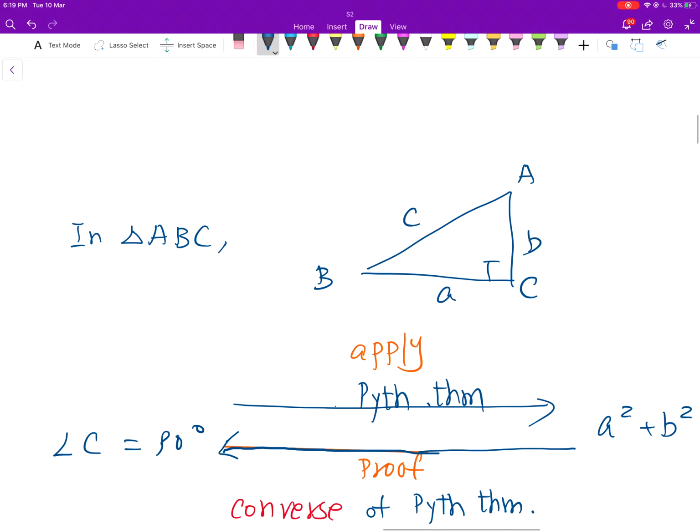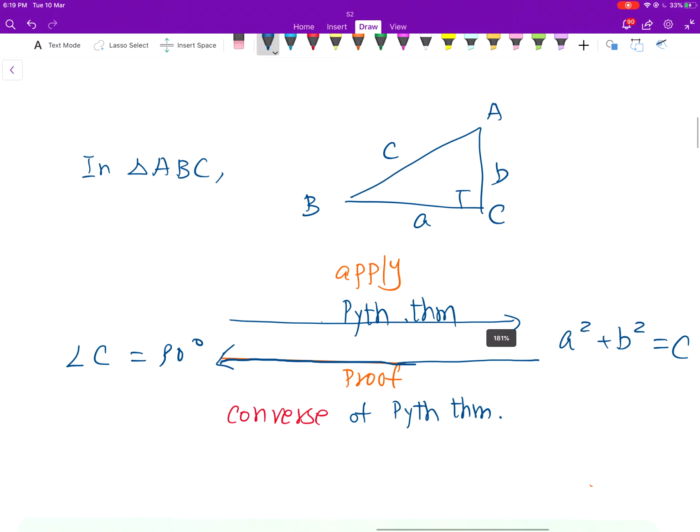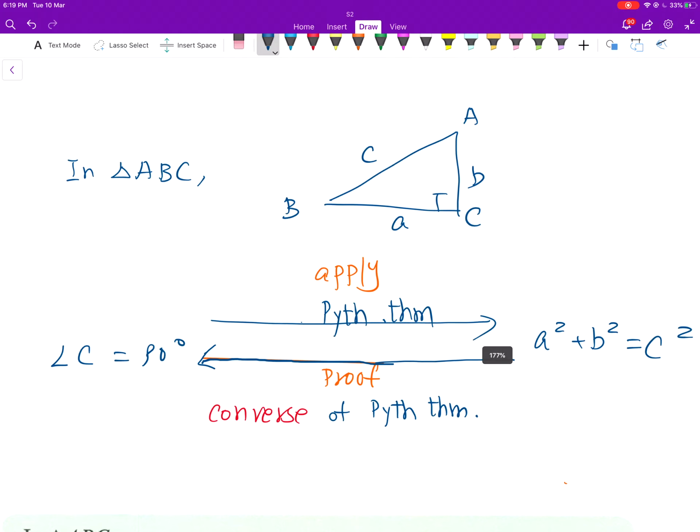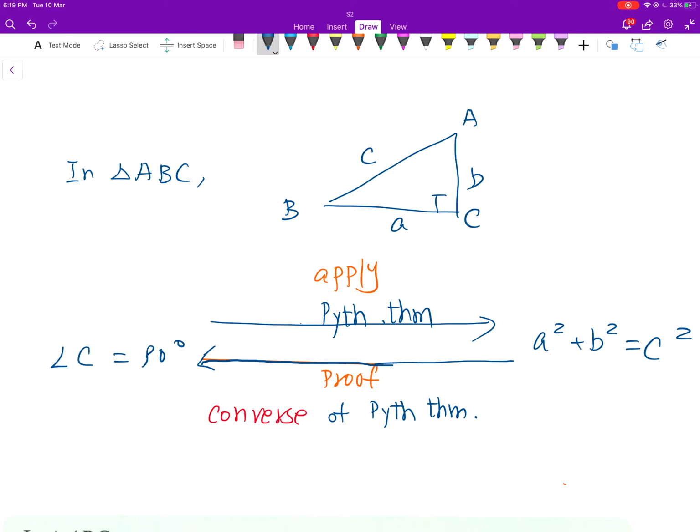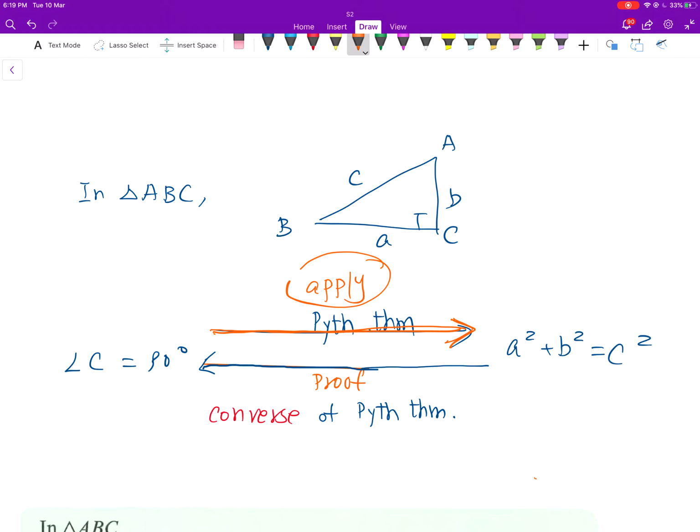Okay, let's take a look at the difference between the Pythagoras theorem and the converse of Pythagoras theorem. In this triangle ABC, given that angle C is equal to 90 degrees, we can apply the Pythagoras theorem in this direction to use a squared plus b squared equals c squared.